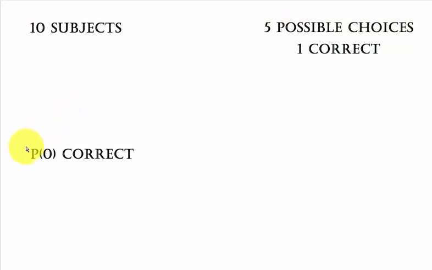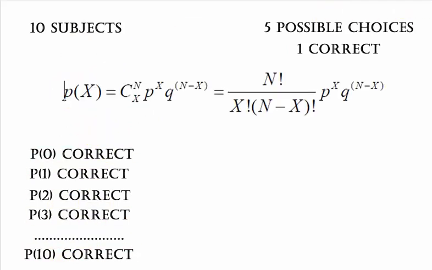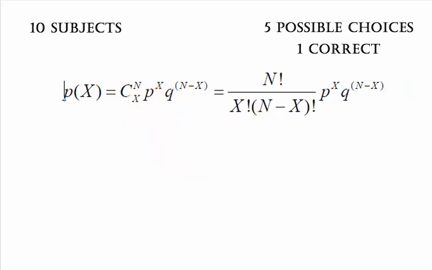So we're going to find the probability that nobody got it correct, that one person got it correct, that 2, 3, all the way down to all 10 of them got correct, okay? Those are the probabilities to be used with this crazy formula. And there it is right there. I'm going to explain what everything means.